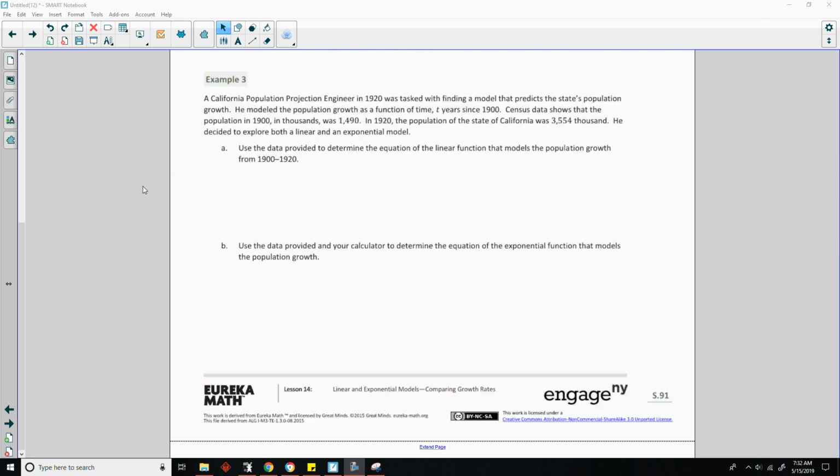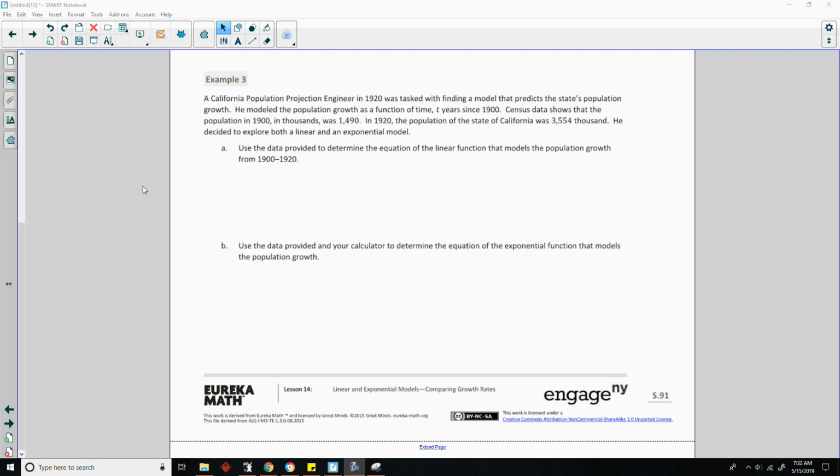Example 3. A California population projection engineer in 1920 was tasked with finding a model that predicts the state's population growth. He modeled the population growth as a function of time t years since 1900. Census data shows that the population in 1900 in thousands was 1,490. In 1920, the population of the state of California was 3,554,000. He decided to explore both a linear and an exponential model.